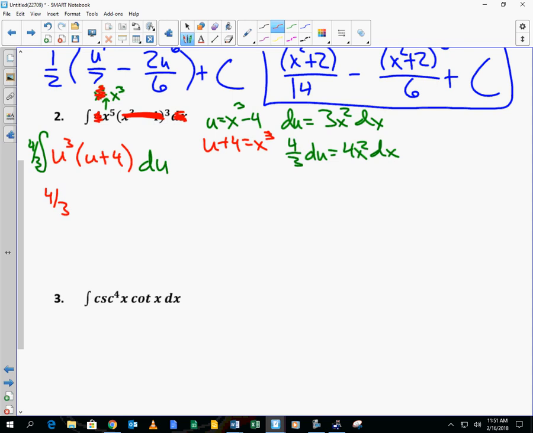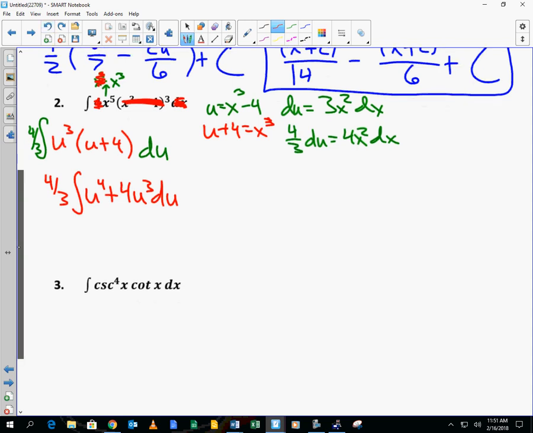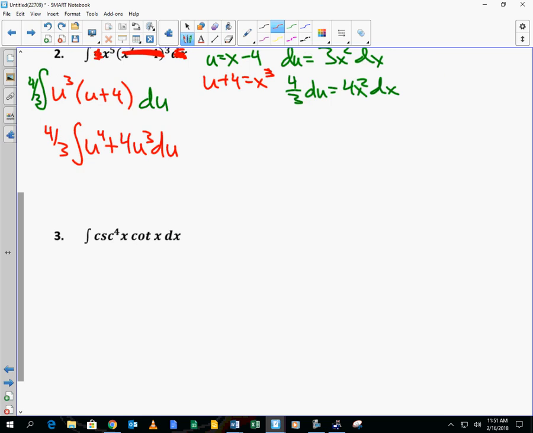So I have 4/3 times the integral, u to the 4th plus 4u cubed du. Time now to take the antiderivative. And this is what's important, folks. I don't want to get too technical with the terminology, but you want to continue to write this integral symbol and the du because you haven't taken the antiderivative yet. Then when you take the antiderivative, it goes away. So I get 4/3 times u to the what? Over 5 plus u to the 4th plus a constant.